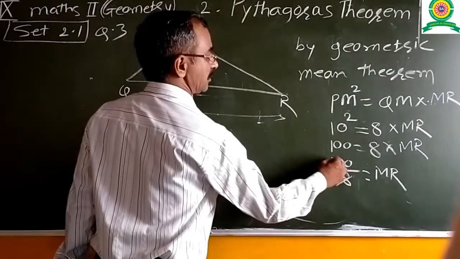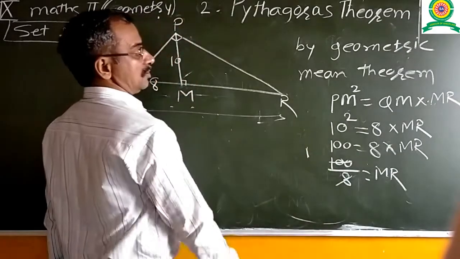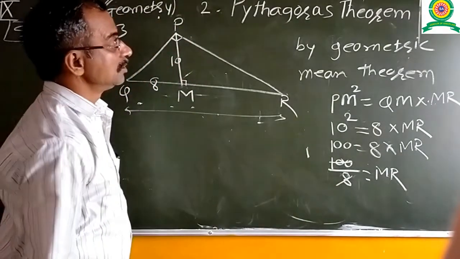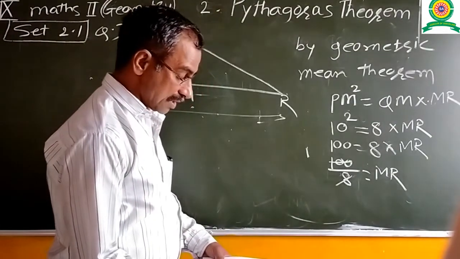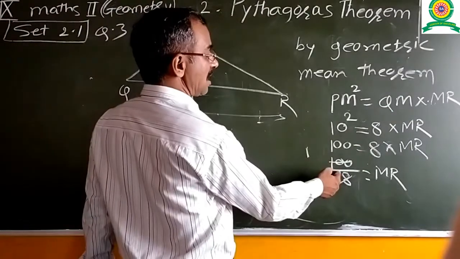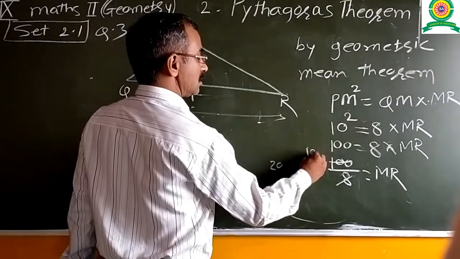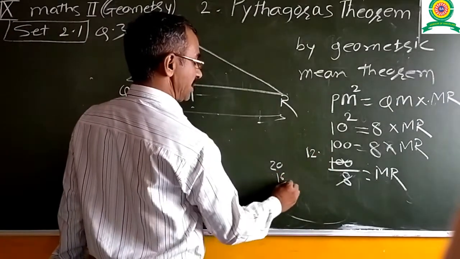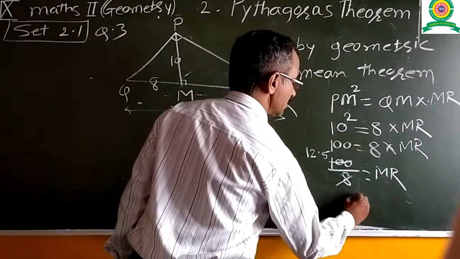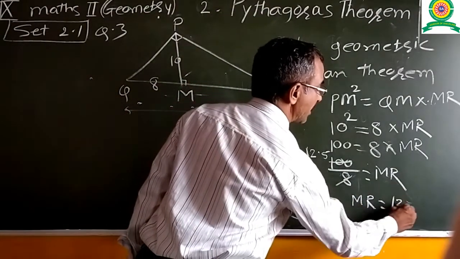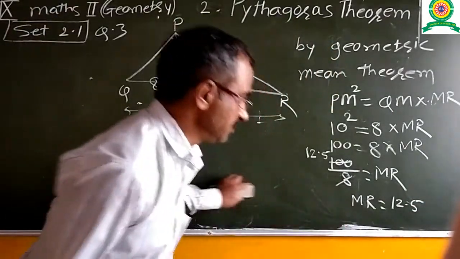Yes. 8 2s are, 8 1s are 8, 2 is here, 8 2s are 16, 4 remain, 8 4s are, so we get the value of MR is equal to what? 12.5, in decimal form.